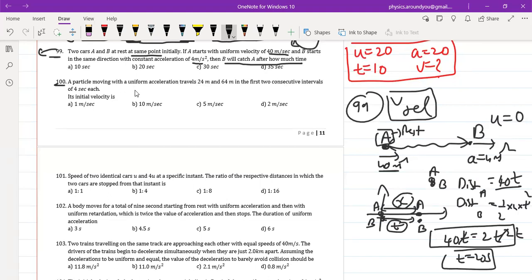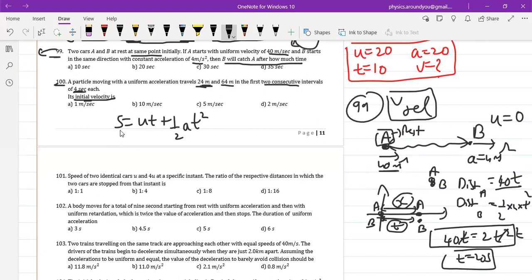Now, question number 100. A particle moving with uniform acceleration travels 24 meter and 64 meter in the first two consecutive intervals of 4 seconds each. What does it mean? Don't assume the initial velocity to be zero, because they have asked for the initial velocity. Immediately, the formula which we can use is S equal to ut plus half at square, because S is given, t information is given, u is being asked. The only formula that relates all these is S equal to ut plus half at square.